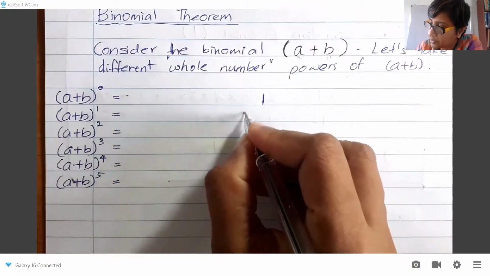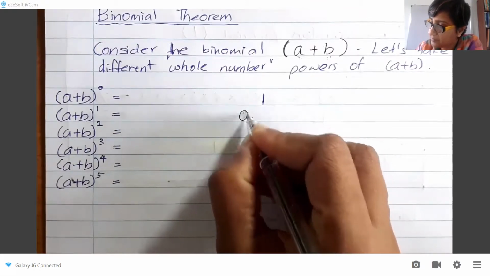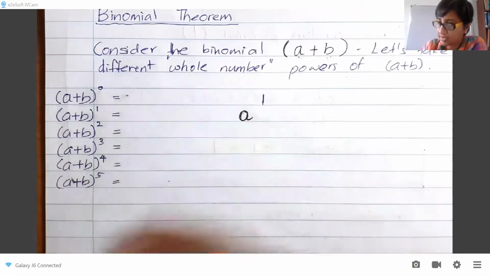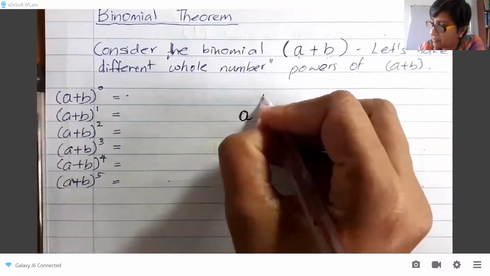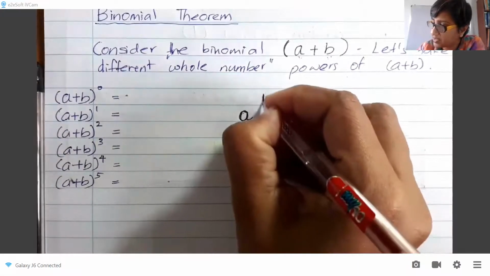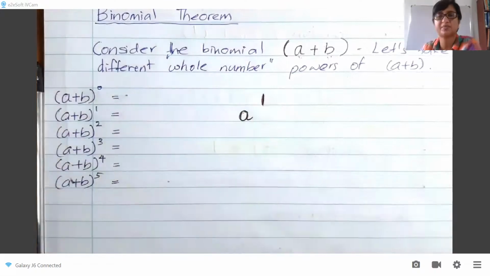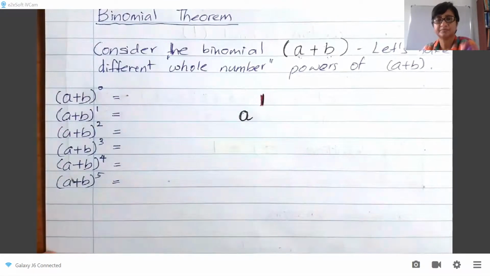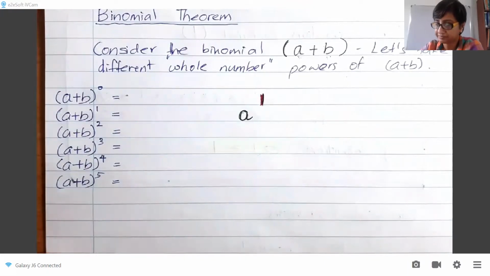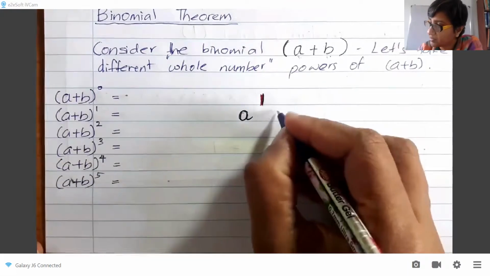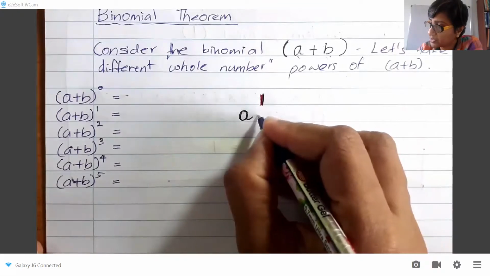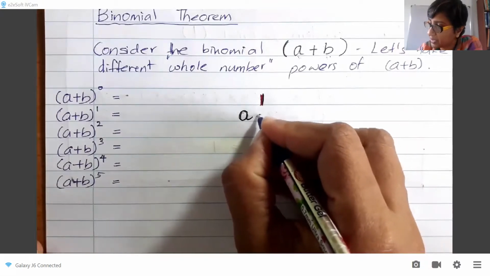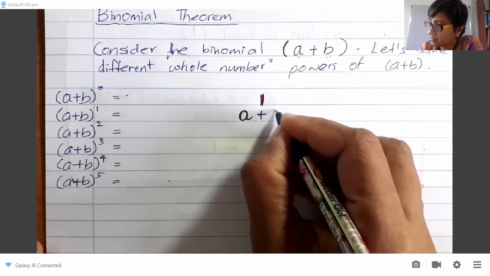For this, I'm going to write a. Any number I will write in red. So this is 1. So 1 in red. That is supposed to be red. Then a. I wish I had another. It's okay. a plus b.